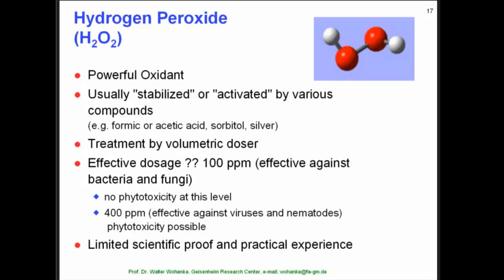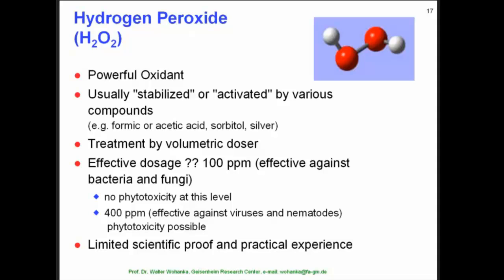The next chemical, hydrogen peroxide, is as well a powerful oxidant and currently not widely used for treatment of irrigation water. But it's coming up in Europe. Due to its instability, it should be stabilized or activated. Various commercial formulations are on the market. They contain various additives such as organic acids or silver. The pure chemical is not suitable for horticulture.